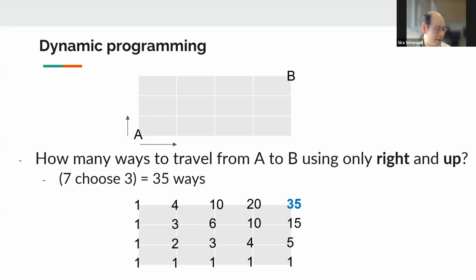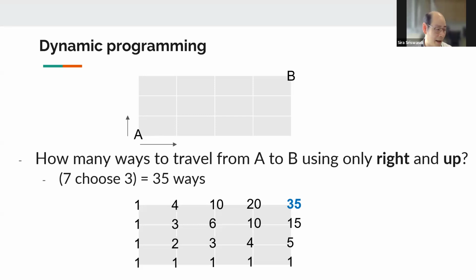Anyway, so you can see that I can expand the grid. This one is only 3 by 4. It's really simple. You might say that I can just count the number of ways. But if I expand it to, let's say, 30 by 40 grids, then without this process, it will be difficult to tabulate the number of ways to go from A to B.